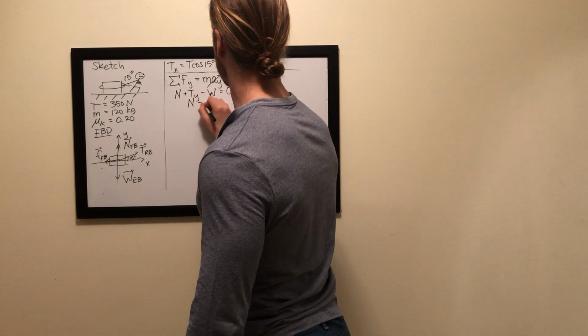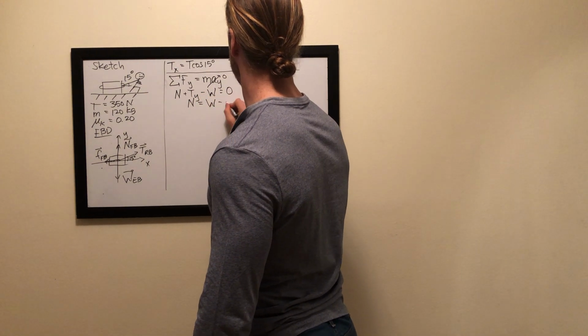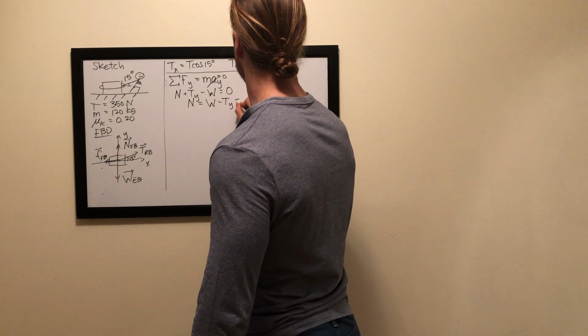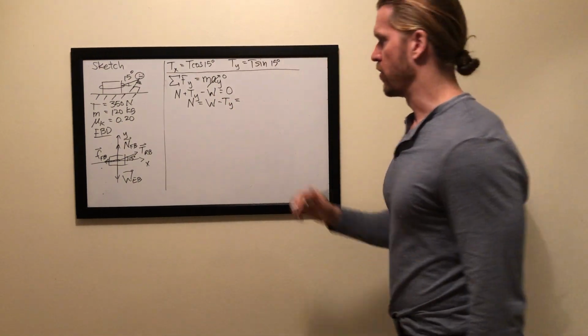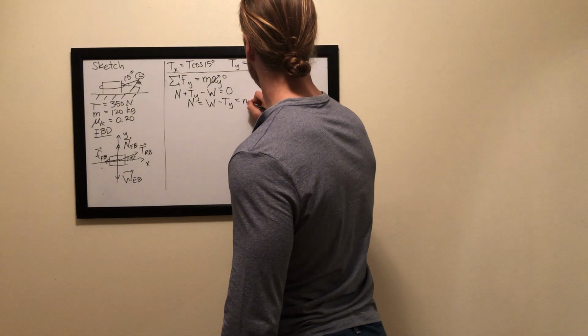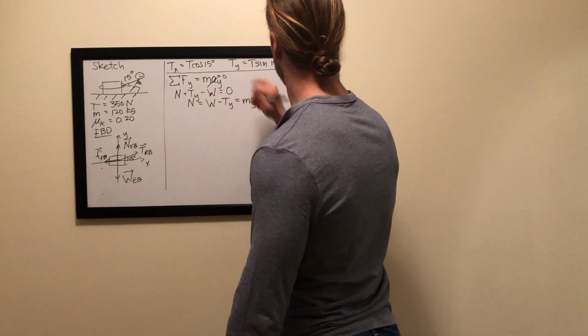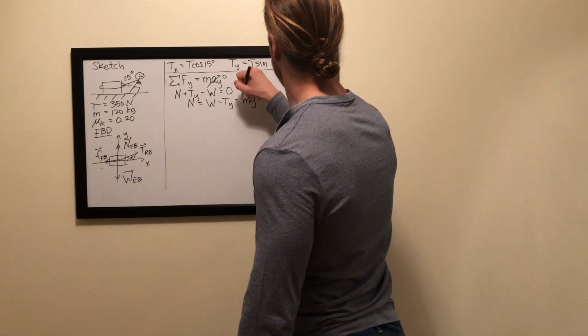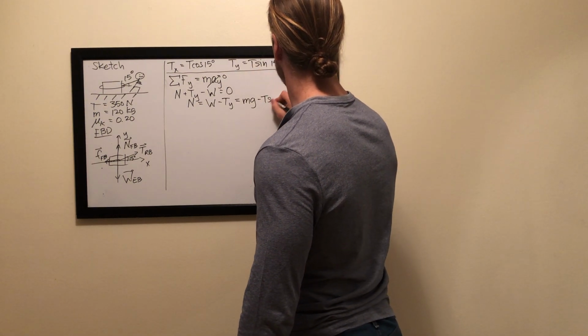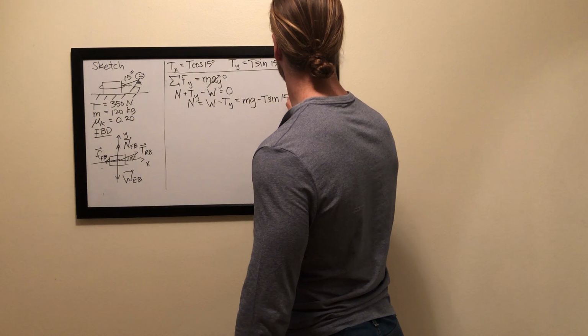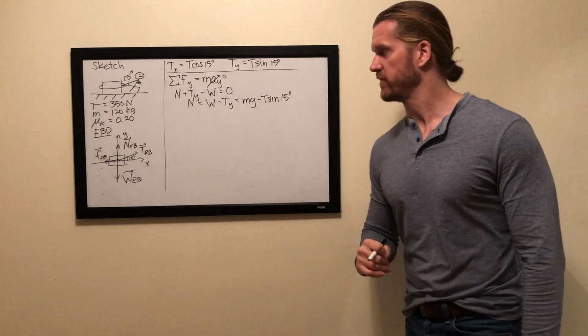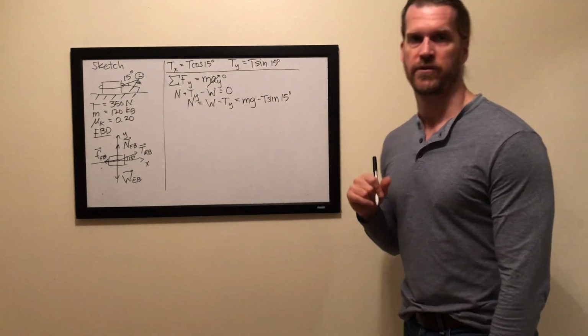So that means that the normal force equals W minus Ty, or when we substitute mg for W, which is always true on Earth, and substitute this expression, T sine 15 degrees, for the y component of tension, now we have an expression for the normal force.